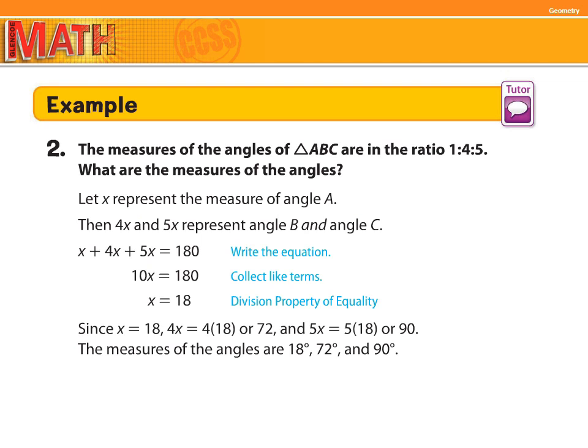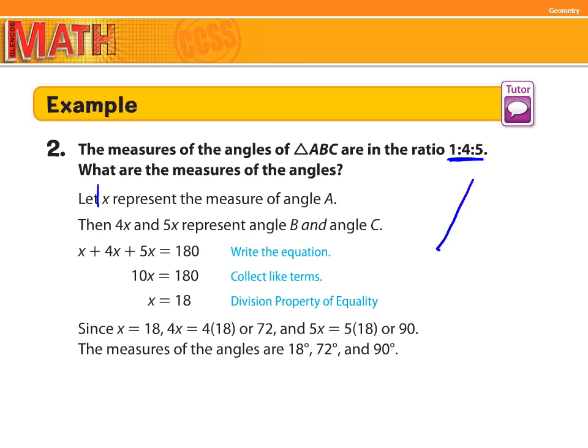Example 2. The measures of the angles of triangle ABC, that symbol obviously represents a triangle, are in the ratio 1 to 4 to 5. What are the measures of the angles? For this case, the 1, 4, 5 is the ratio. So we're going to let x represent the measure of angle A, in other words, 1x. Then we're going to have 4x and 5x represent angles B and C.